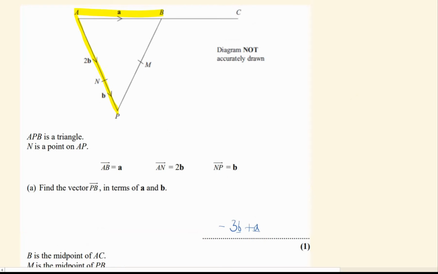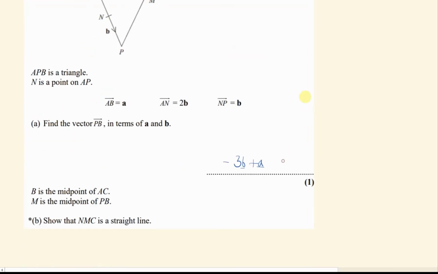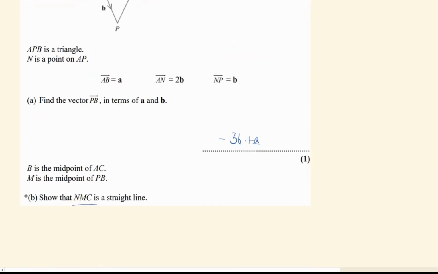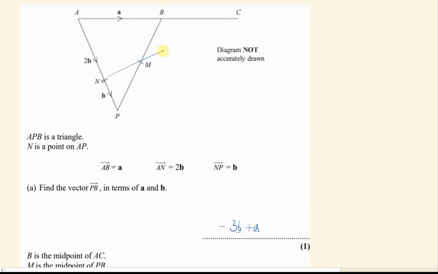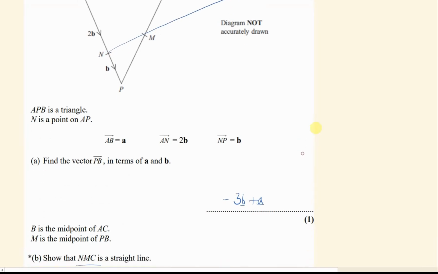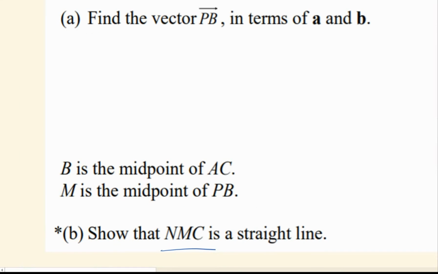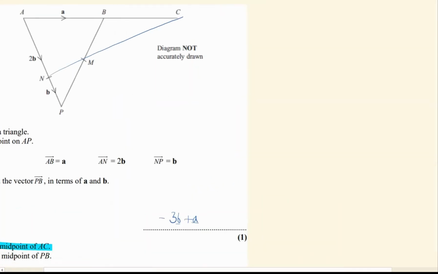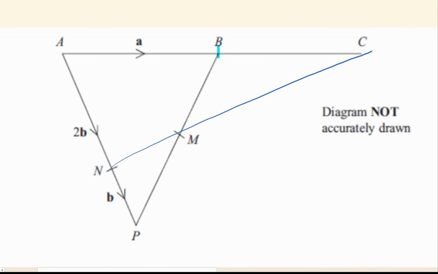Okay, then on to the main idea. We then need to prove that NMC is a straight line. Okay, so let's add in some vectors. We've got some information here. First, we are told that B is the midpoint of AC. So if this length is A, this must also be A, because B is the middle of AC.